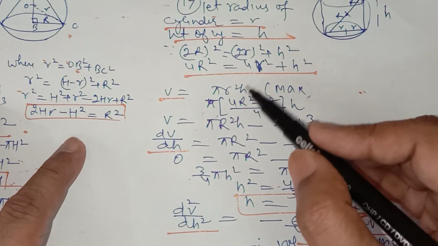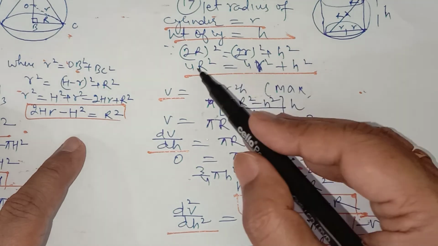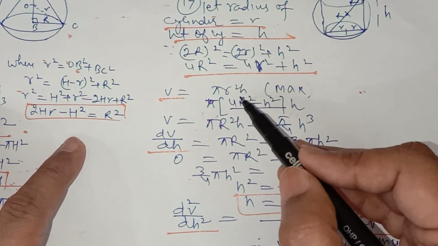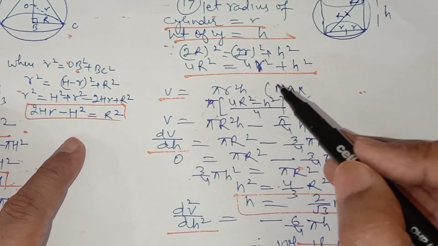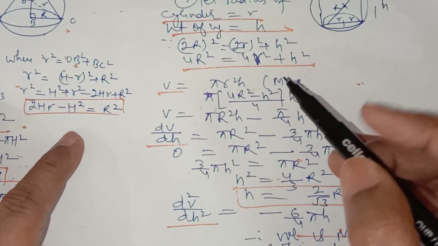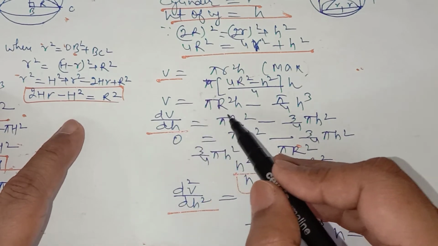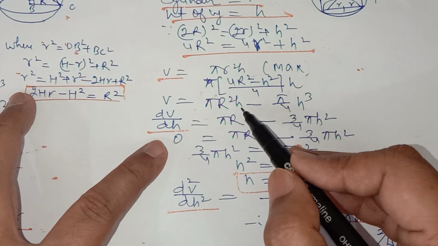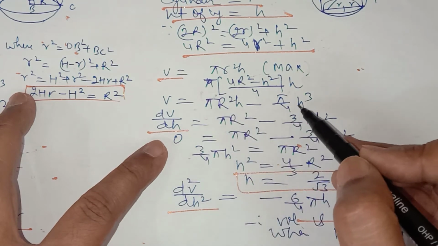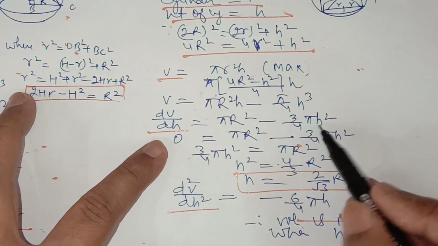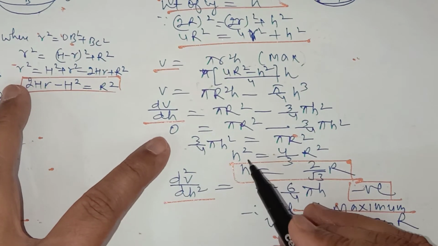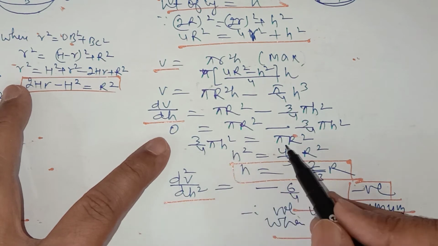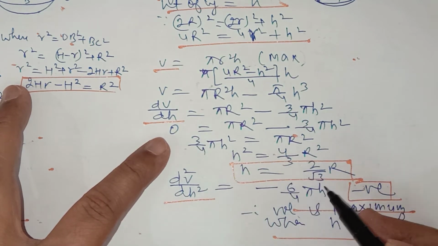So I have eliminated this r square, and r square will be equal to (4R square minus h square) upon 4, because there are two variables and you always have to eliminate one variable. We have discussed this in the maxima minima word problems. So differentiate with respect to h, because capital R is constant here. It will be pi R square minus 3 pi h square upon 4. Put it equal to 0 and you get the value of h as 2 upon root 3 into R. Pi cancels with pi, and multiplying by 4 upon 3, h will be 2 upon root 3 R.